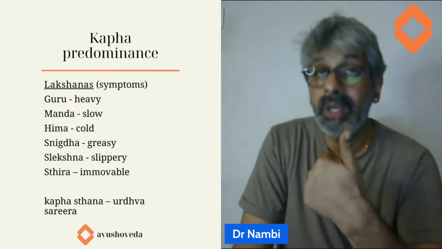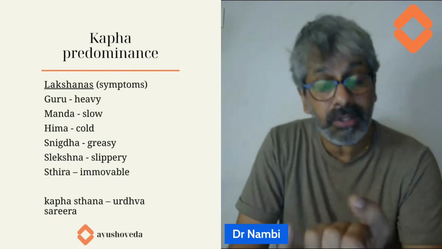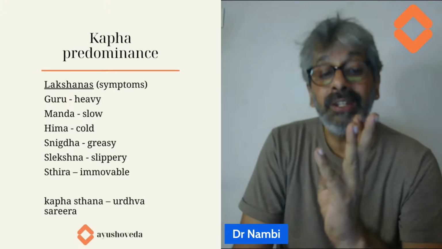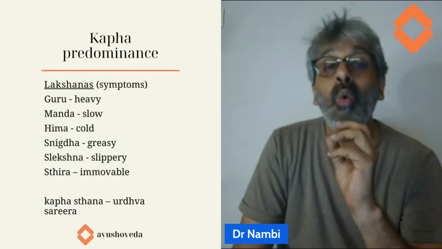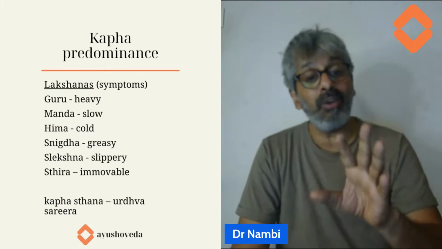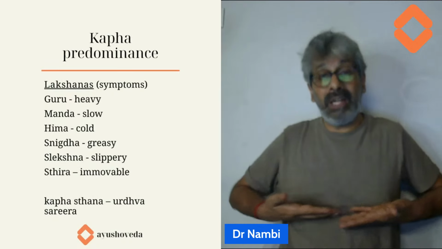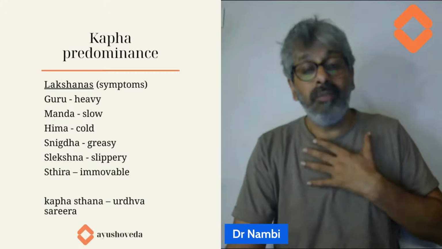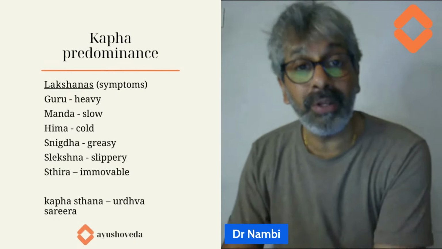You become heavy. Not only the whole person, but even systems like the circulatory system and the respiratory system, everything will start becoming heavy when you have more Kapha. It is heavy, slow, cold, greasy, slippery, and immovable. That means it sticks to the walls of cells. That is why Kapha predominance is basically cholesterol. And the sthana of Kapha is mostly urdhva sharira, above the heart level. That is why high cholesterol or high Kapha issues come to the lungs, chest, the brain, and all those places where you have more Kapha predominance.